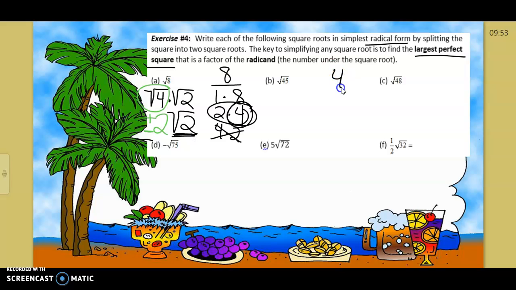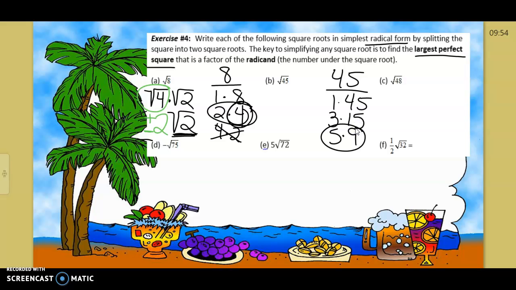So 45, hopefully that's a number that we can factor pretty easily. 1 times 45, again, just different ways to write 45 as a multiplication problem. 2 doesn't go into 45, so we go to 3 and 15. Again, that's not going to work. 4 doesn't go into 45, but 5 does. 5 times 9, and we can stop right there because I see a perfect square. Do you see it? It's the 9, right?